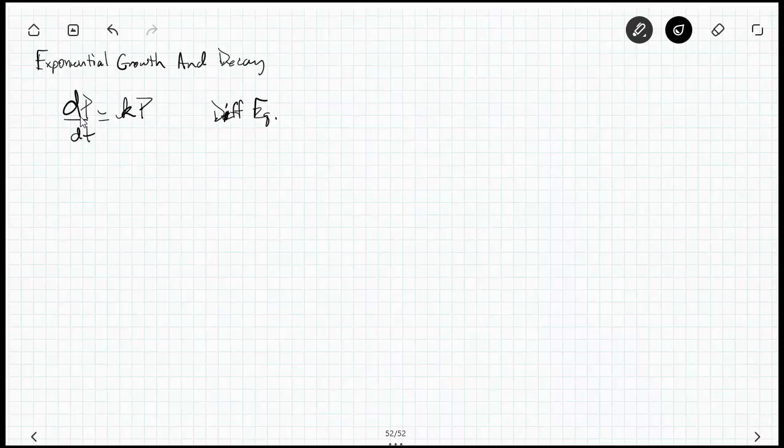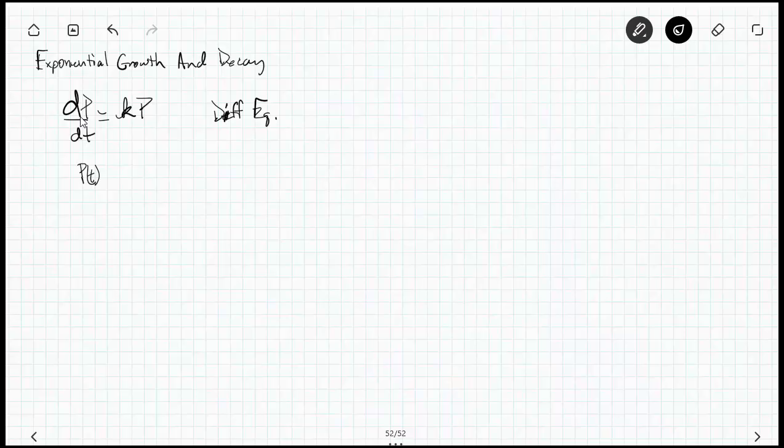So my unknown function, now remember your rules, this is my dependent variable, this is my independent variable. So my unknown function is p of t, or just p. But when I'm done, I need to have a function of t. Okay? All right, so a couple things.